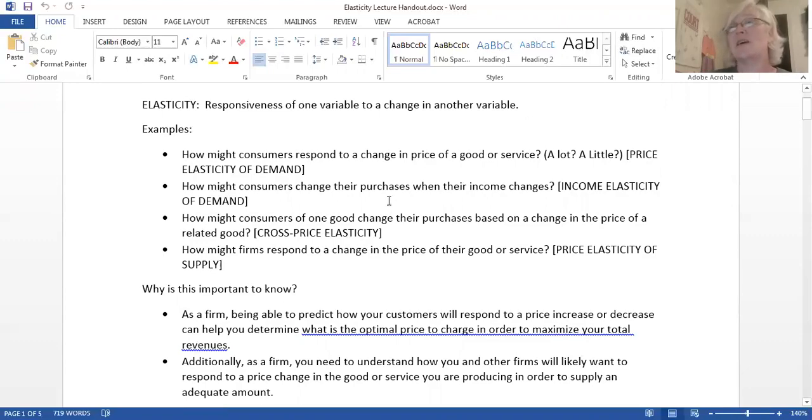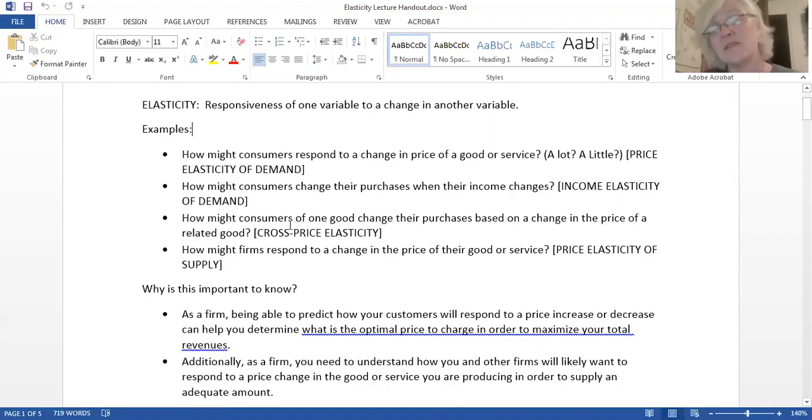Another question that has to deal with elasticities is, how do consumers change their purchases when your income changes? So when your income changes, do you buy more or less, a lot more or a lot less, or just the same amount? So we look at goods and we say, okay, what's the responsiveness as people's income changes? How do they respond with respect to their purchases of certain goods and services? And that would be the income elasticity.